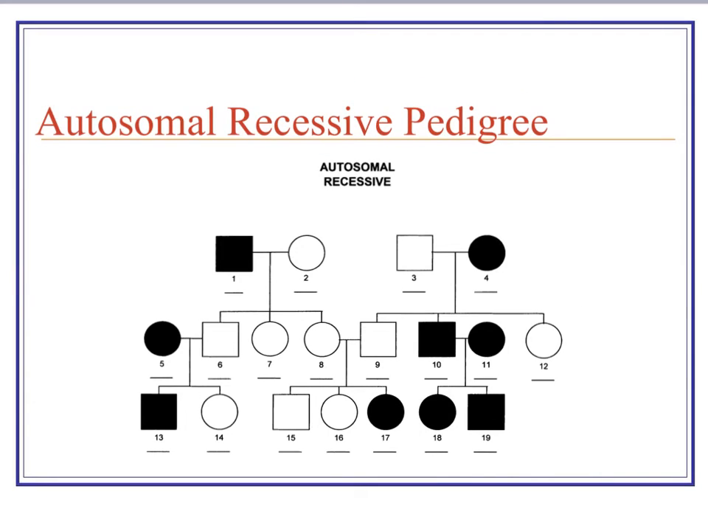Here we have an autosomal recessive pedigree. So this could be for something like cystic fibrosis, which means you need to have 2 of the recessive alleles to inherit the trait. I'm going to use the letter A just because it's easier to show. So we could start with everybody who is shaded in and has this trait.